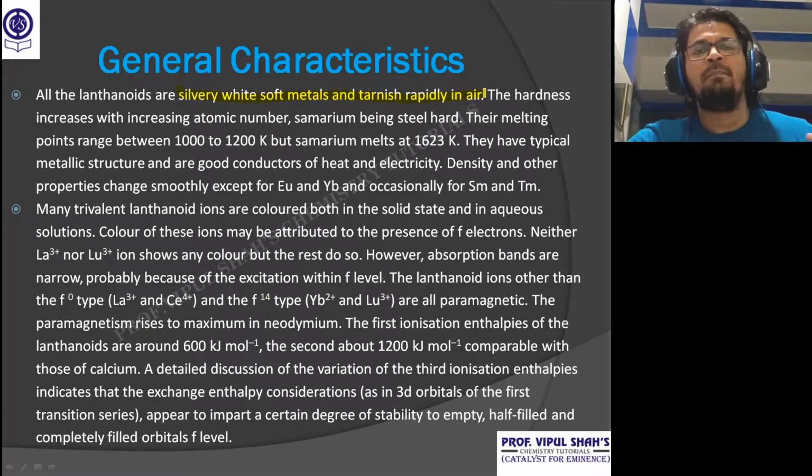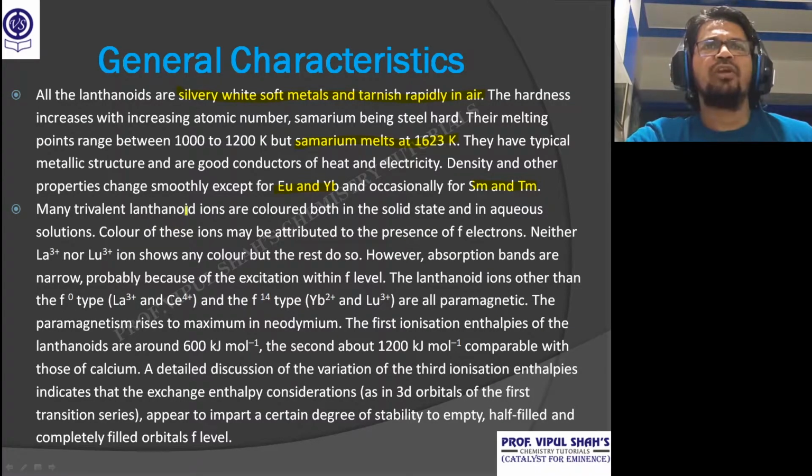So these are mainly all electropositive metals, because when you cut open a metal surface, the surface gets tarnished. So the tendency is more to get readily converted to its oxidation state of +3. That's one. Then the hardness increases. The melting point ranges between, but samarium is the one which melts at a different temperature, 1623 Kelvin. Then it says typical metallic luster. Density changes smoothly except for europium and ytterbium, and occasionally for samarium and thulium.